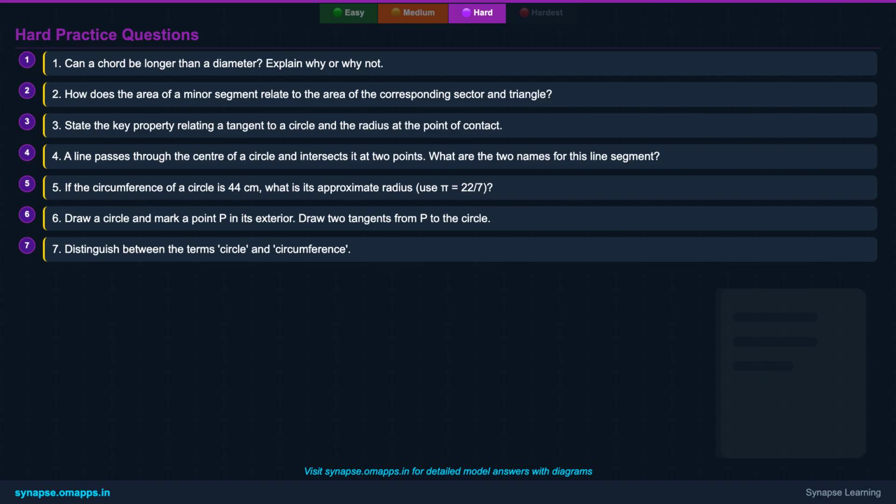What two names describe a line segment passing through the center and touching the circle at 2 points? If a circle's circumference is 44 centimeters, what's its radius? Draw and mark tangents from an exterior point. Finally, what's the difference between a circle and its circumference?